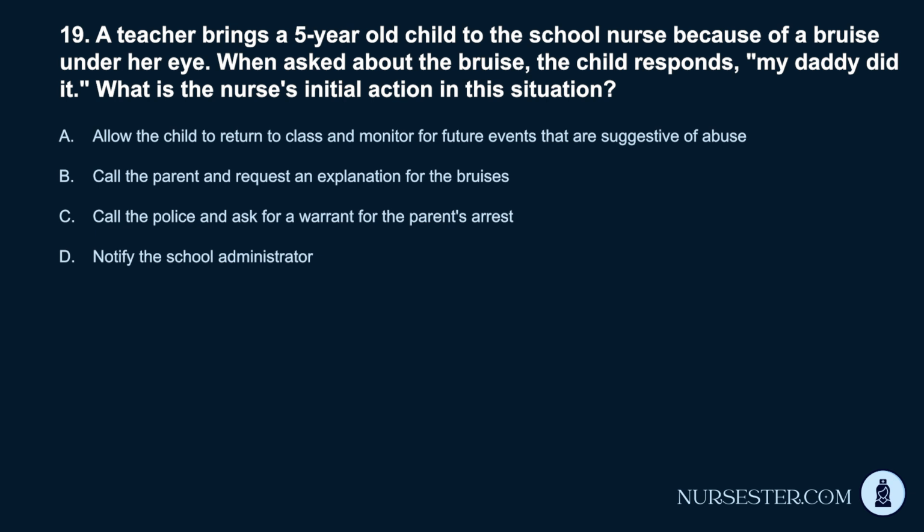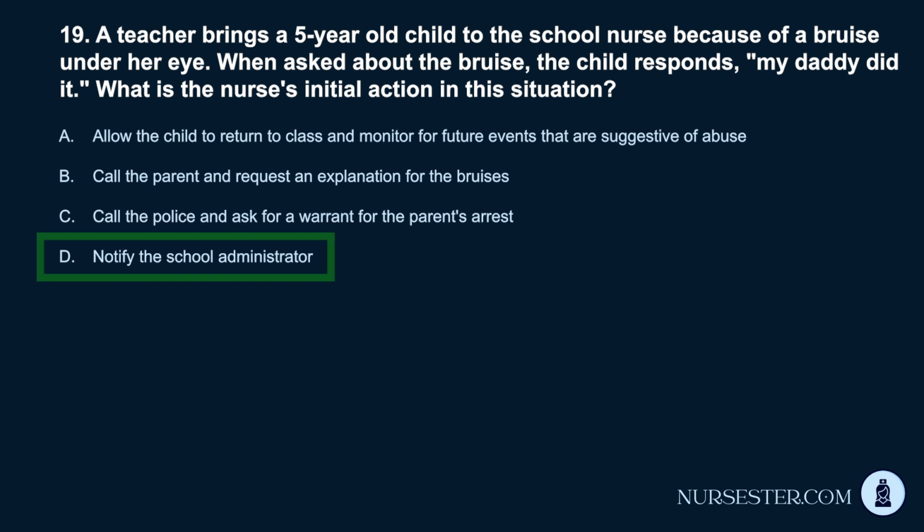19. A teacher brings a 5-year-old child to the school nurse because of a bruise under her eye. When asked about the bruise, the child responds, "My daddy did it." What is the nurse's initial action in this situation? A. Allow the child to return to class and monitor for future events that are suggestive of abuse. B. Call the parent and request an explanation for the bruises. C. Call the police and ask for a warrant for the parent's arrest. D. Notify the school administrator.